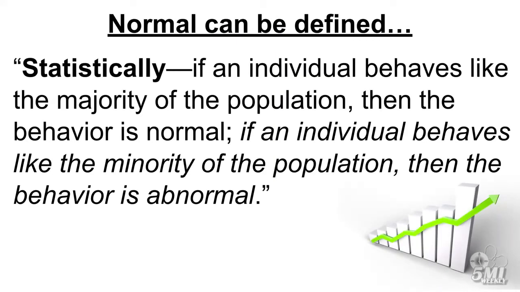What is normal or abnormal, for that matter, when it comes to sexual orientation? Before we answer this question, let's make sure we know what the definition of normal is. Normal can be defined in a variety of ways, including statistically. If an individual behaves like the majority of the population, then statistically the behavior is normal. And if an individual behaves like the minority of the population, then statistically the behavior is abnormal.